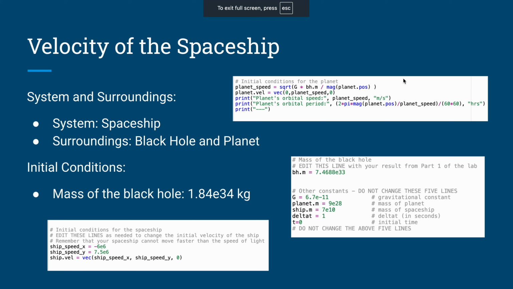And then for finding the velocity of the spaceship, the system was the spaceship and the surroundings were the black hole and the planet. Here are my initial conditions on the right, and then some other things that I updated, like I put in the black hole mass, and then my initial conditions for the spaceship, my ship speed, x and y.